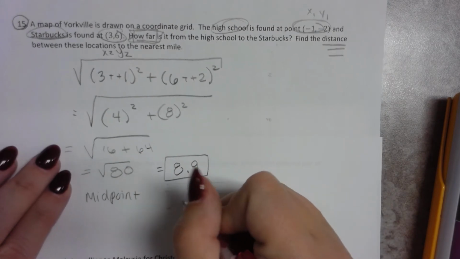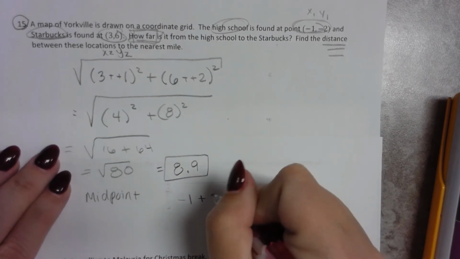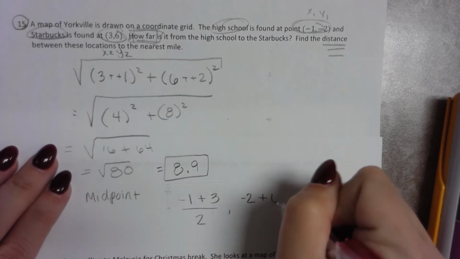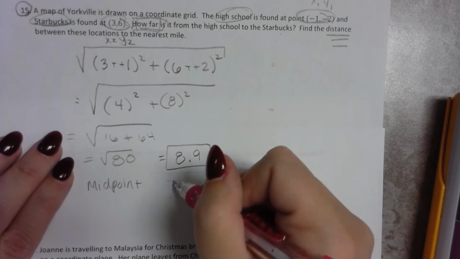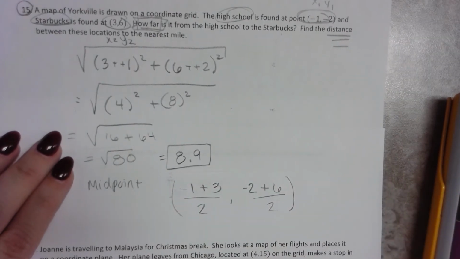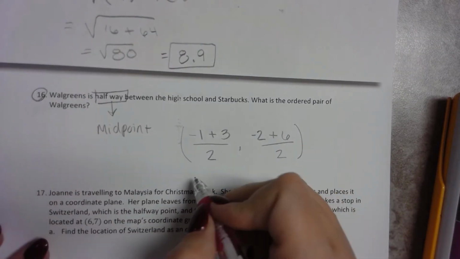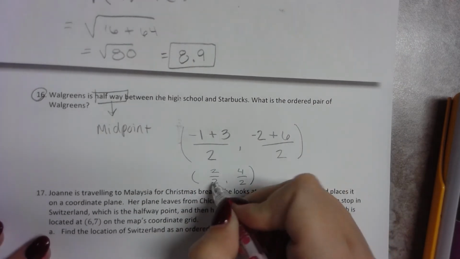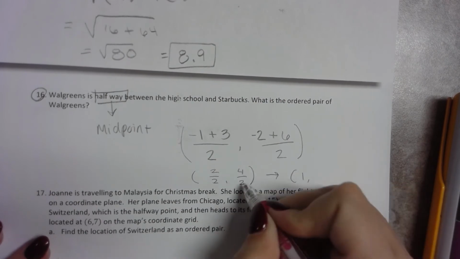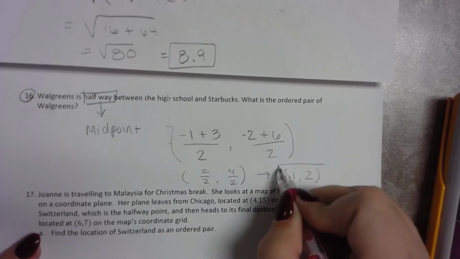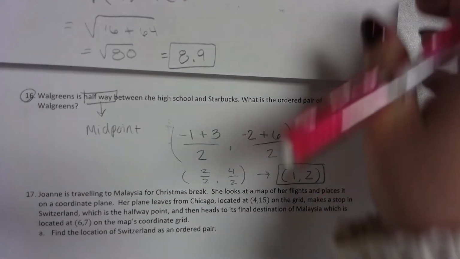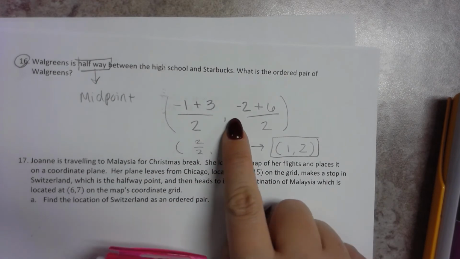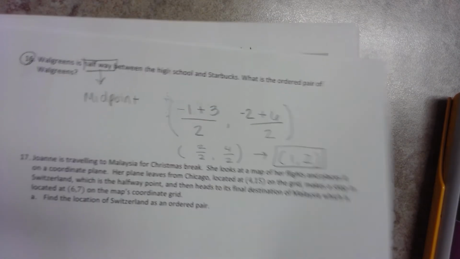Remember, for the midpoint, we take x1 plus x2 and divide by 2, and y1 plus y2 and divide by 2. That's our midpoint formula. That gives us 2/2 and 4/2. 2 divided by 2 gives us 1. 4 divided by 2 gives us 2. So halfway means midpoint, then use your midpoint formula to get your answer.